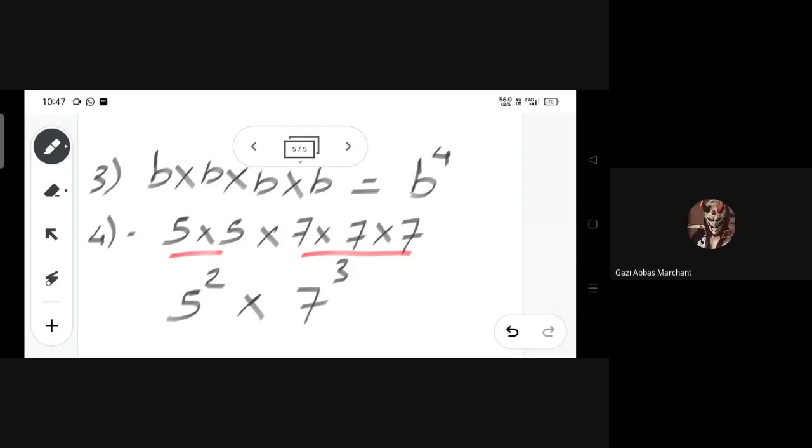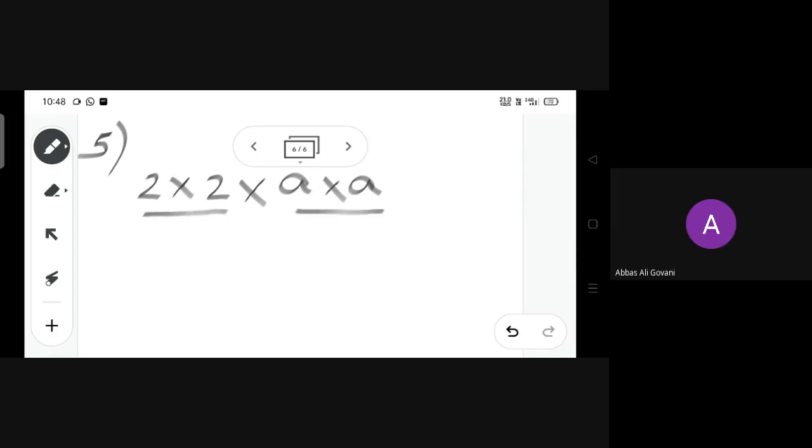Written all of you? Yes. If we move to question number 5, 2 multiply by 2 multiply by A multiply by A. Roll number 15, can you answer? 2 into 2, 2 to power 2 multiply by A to power 2. Very good. So this is your answer.